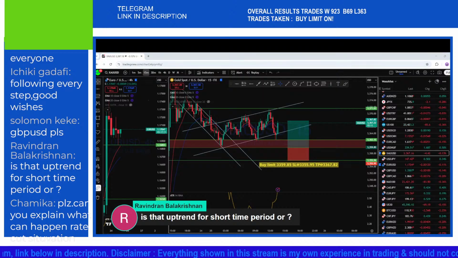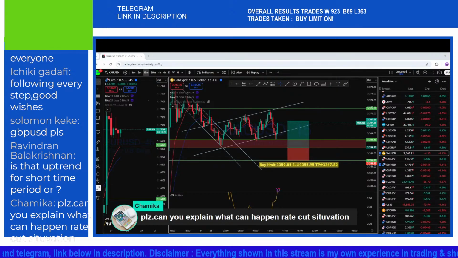Please explain what can happen in a rate cut situation. So what do you think? What could be the impact on the currency with the rate cut?